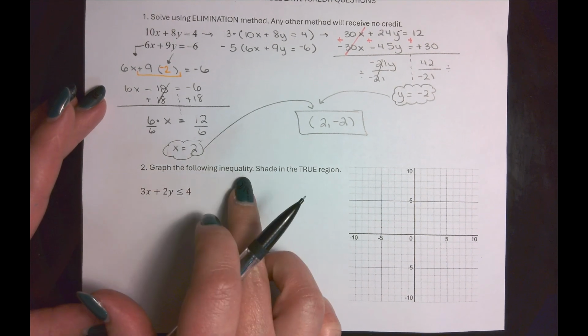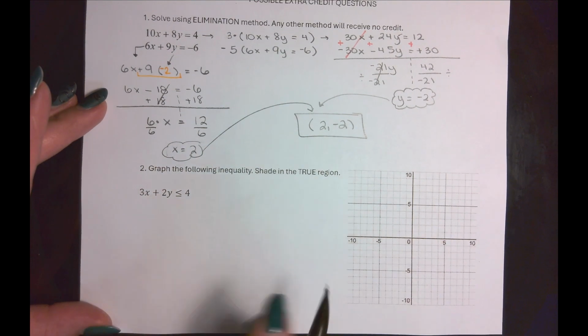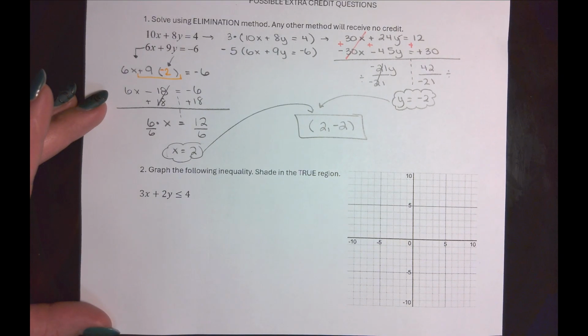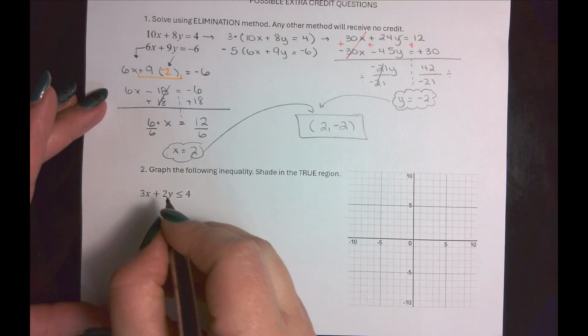Graph the following inequality, shade the true region. So notice this is not in slope-intercept form, so you have two options. You can either do intercepts, x and y intercept, or solve for y. I vote to solve for y.